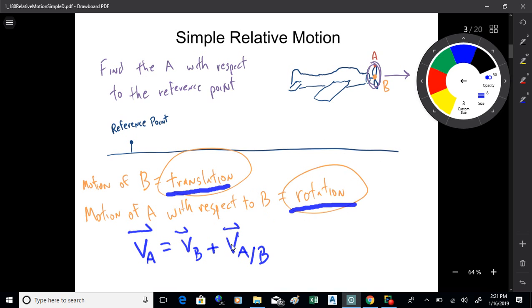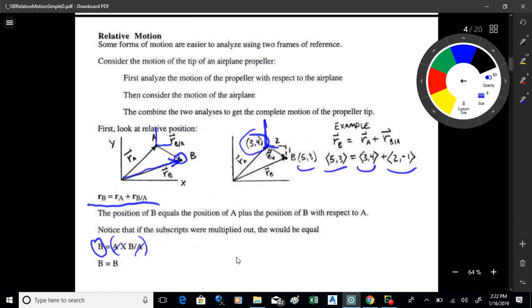So if I were to do that mathematically for the velocity, what I would say here is the velocity of point A is equal to the velocity of B, which kind of represents the motion of the airplane. It's the center of the propeller there, plus the velocity of A with respect to B. That's how I would read that last term. And that would be a simple circular rotation there. And if I combine those two things together, I'll get the velocity of A.